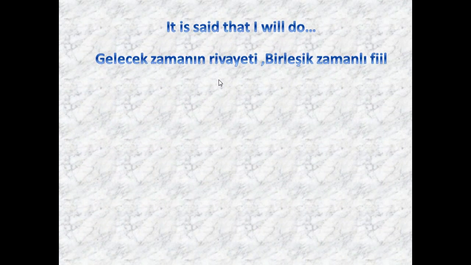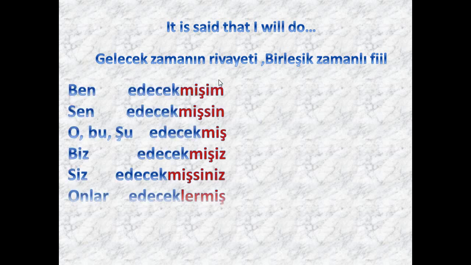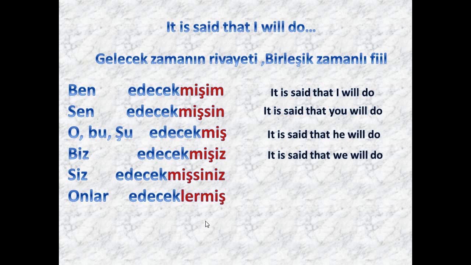Okay. We have the similar thing with future tense. Here it is. So we have the suffix of ecek with this miş story. Edecekmişim means it is said that I will do, or they are expecting me to do. They say that I will do. Edecekmişsin, it is said that you will do. Edecekmiş, edecekmişiz, edecekmişsiniz, edecekmiş, edeceklermiş. Or edecekmişler. This ler and miş can be replaced, but I mean it's the same.